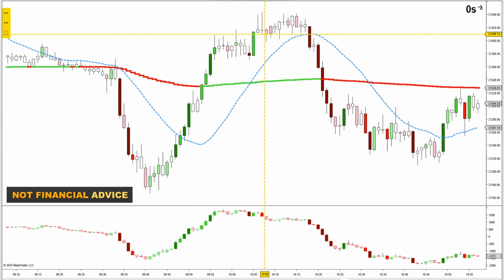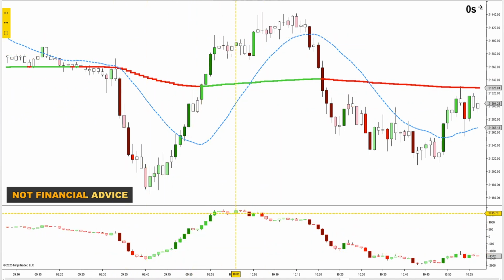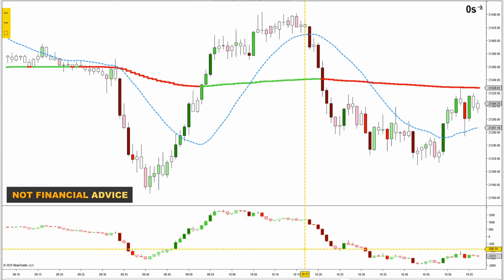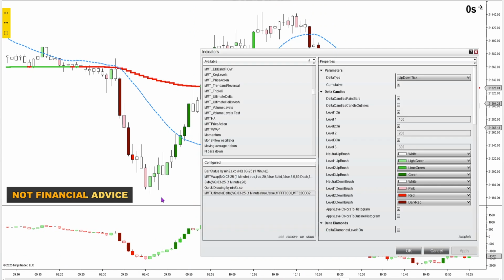So some very simple ways where you can visualize delta while being able to focus on price action and also being able to see the bigger picture of delta for the entire session with the cumulative delta down here. Both the candle color and the histogram are being printed by the MMT Ultimate Delta Indicator. These are my favorite settings for an NQ 1-minute chart.